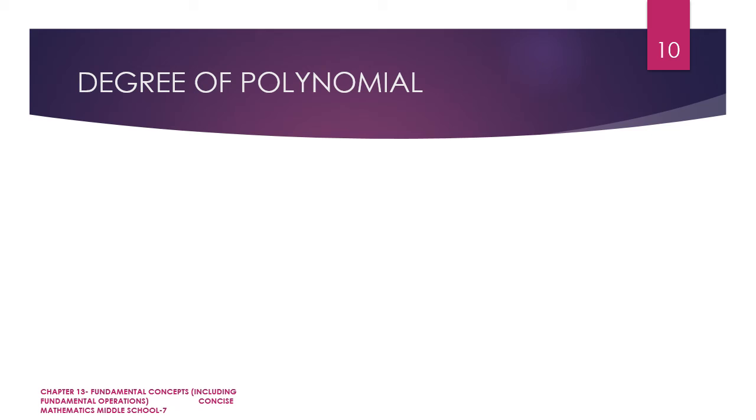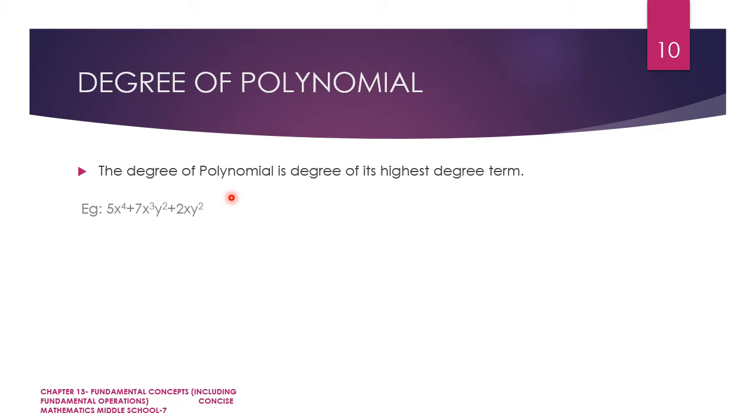Degree of polynomial. Now for a monomial, we have only one term and we can easily find the degree of that. Now how can we find the degree of a polynomial? It has a number of terms, right? So here 5x to the power of 4 plus 7x to the power of 3 y square plus 2xy square. So here it has one term, two terms and three terms. It has three terms, right? So how to find the degree for this? Let's consider each term.